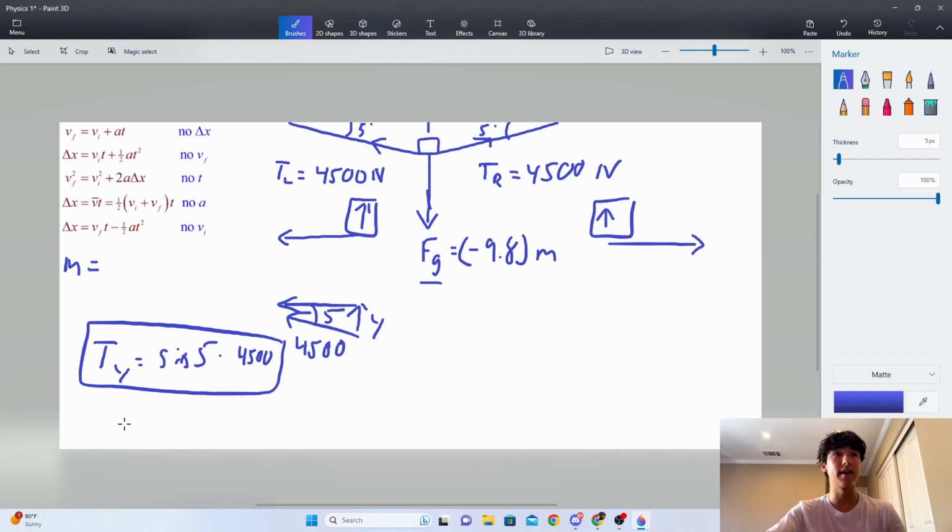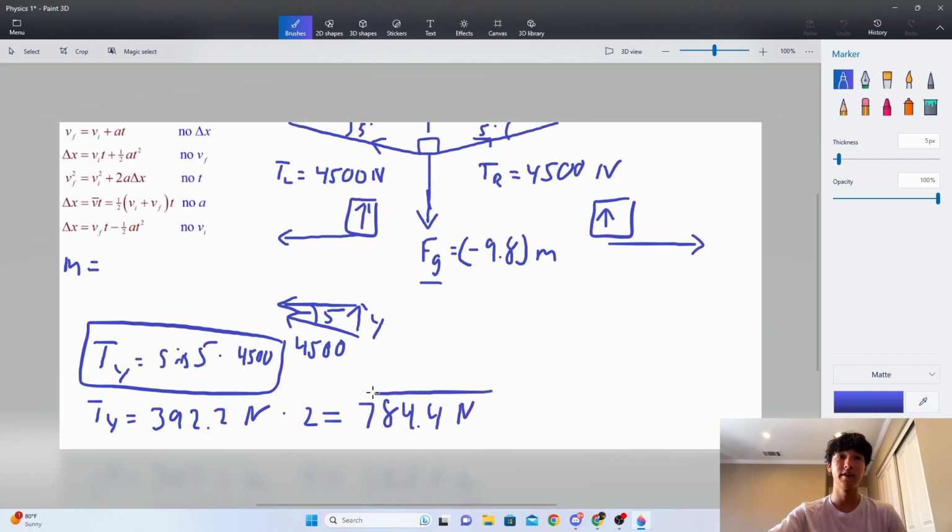But that's only for one side. So this upward tension is 392.2 newtons. But we also have that exact same thing going on the right, so let's just multiply that by 2. That is going to equal 784.4 newtons. This is our tensional force in the upward direction, our y component. Weight is our y component as well, it's just negative. So we're going to make it negative 784.4 is equal to negative 9.8 times our mass.